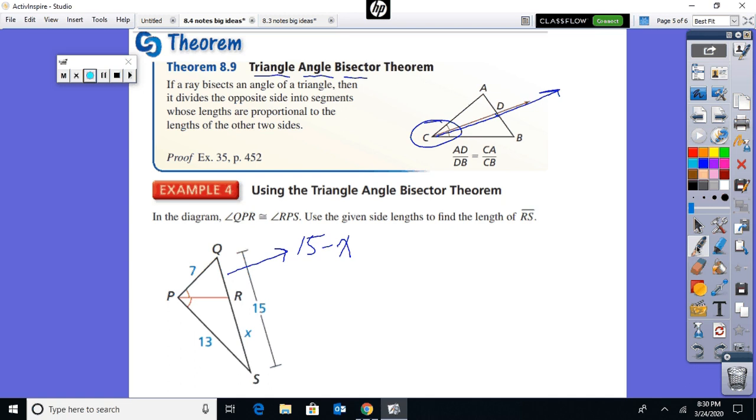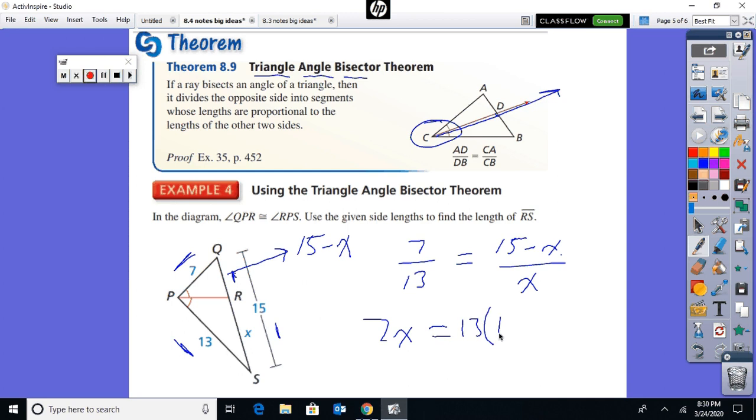All right. So again, using the triangle angle bisector theorem, I can set a proportion up. I can say 7 is to 13 as 15 minus x is to x. So this piece is to this piece as this piece is to this piece. So cross multiply. Don't forget to distribute. Here, my friends, we have 13 times 15 minus x. All right, so that's a 195.